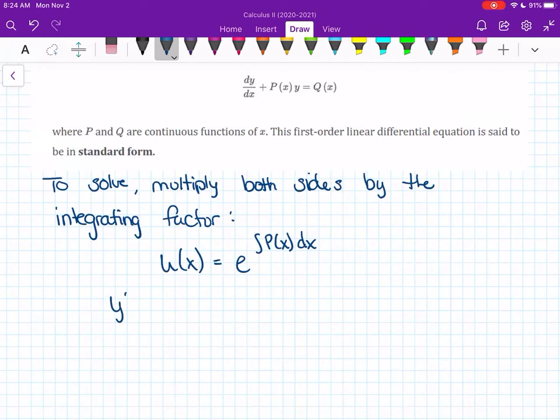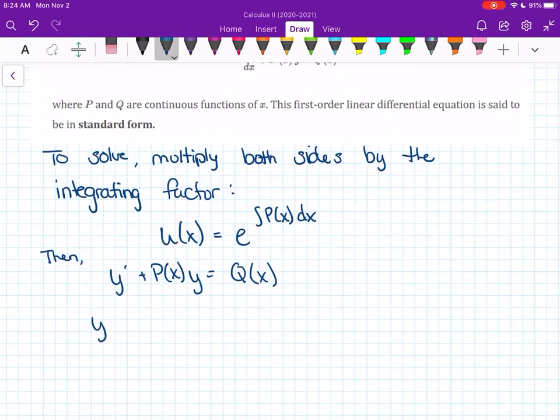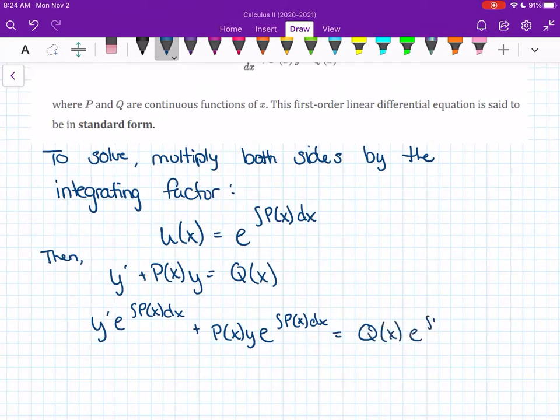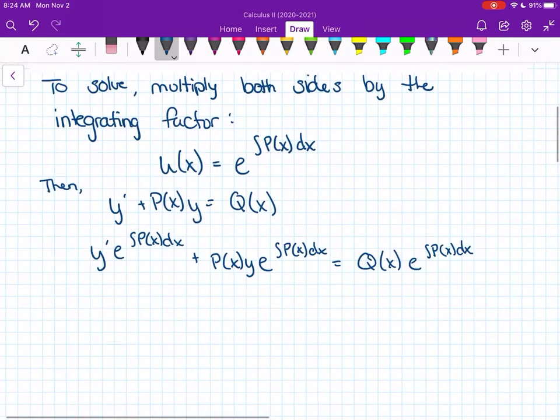All right? So what happens is if I have my differential equation in standard form, so y prime plus p of x y equals q of x, and I go through and I multiply both sides by e to the integral of p of x dx, I get y prime times e to that integral plus p of x y times e to the integral equals q of x times that integrating factor once again.